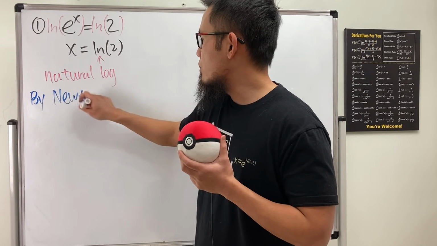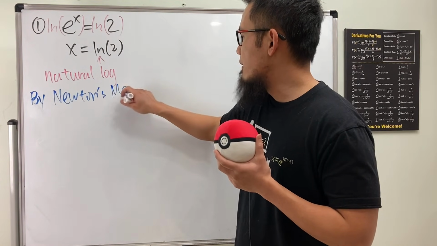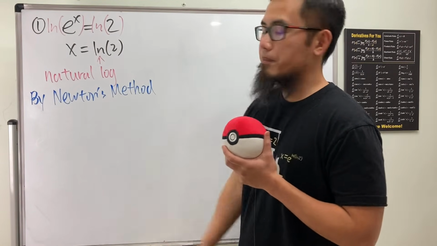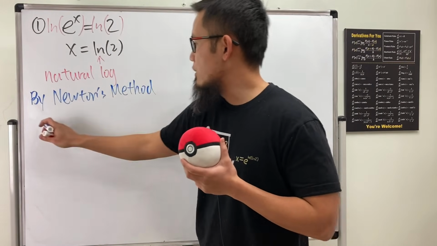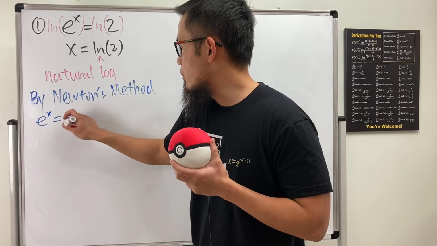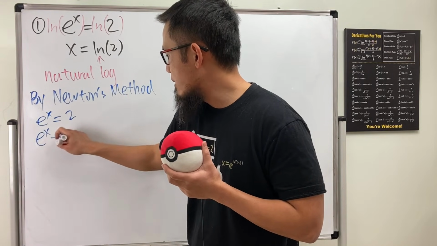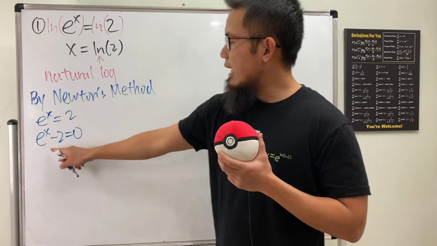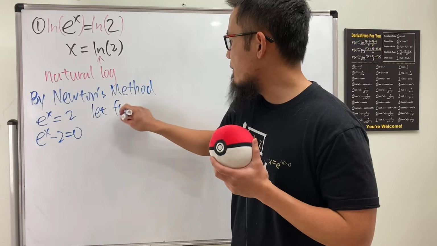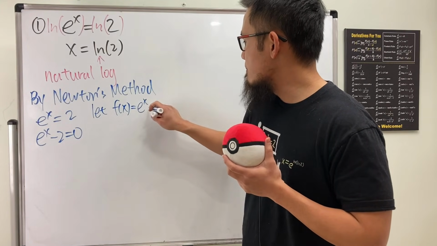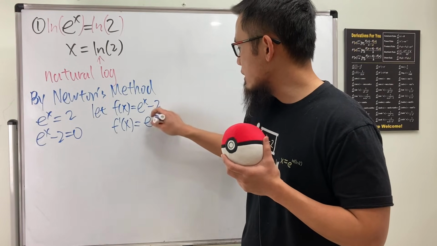So let me remind you how this works. And I am also going to be using this to talk about how to approximate the value for the Lambert W function. So Newton's method says, first, you need to have the equation right here, e to the x is equal to 2, but you want to have one side be 0, so minus 2 on both sides. So e to the x minus 2 is equal to 0. Then you can define this to be your function. So I'm going to say let f of x be e to the x minus 2. And you also need your derivative, and the derivative of this is just e to the x.